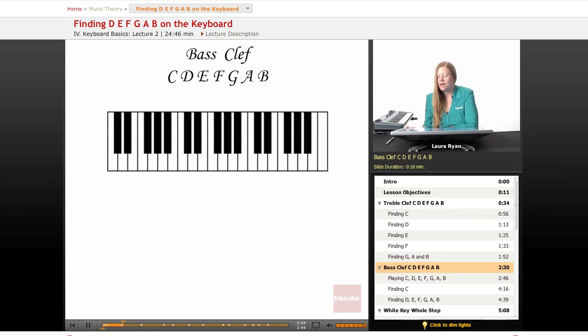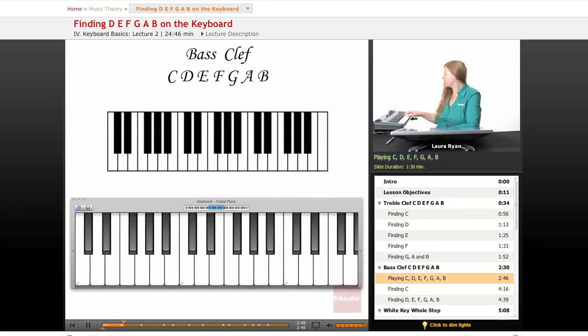So treble clef notes will start at middle C. The treble clef begins at middle C and the notes go up. So here's our C in treble clef. D, E, F, G, A, B, C. That's what they look like.